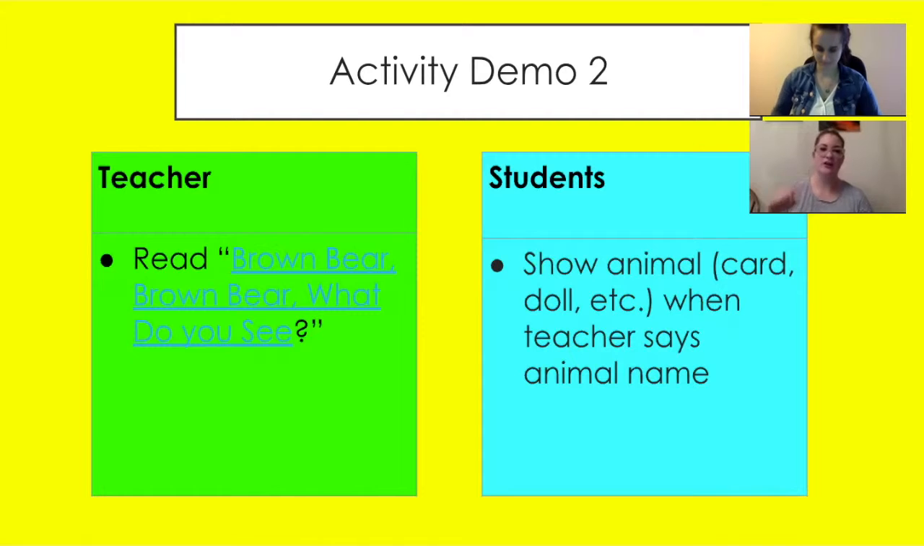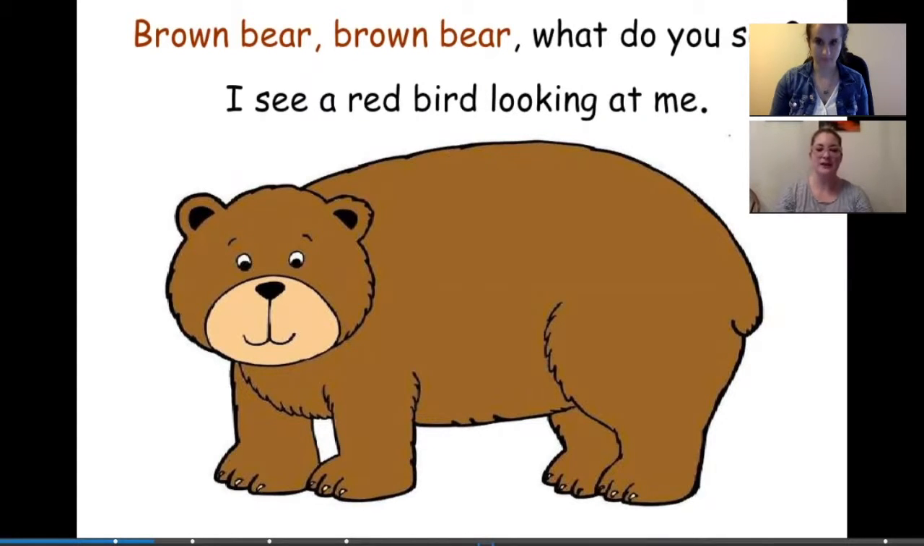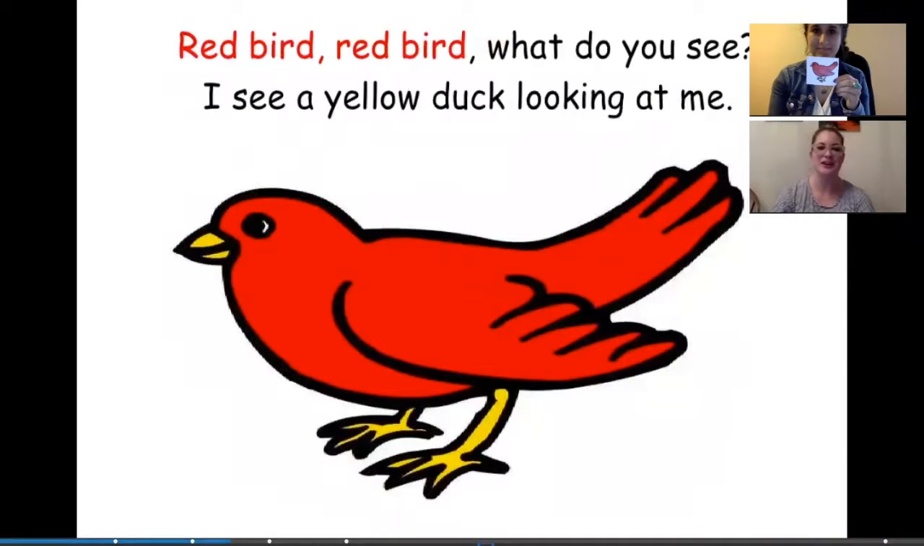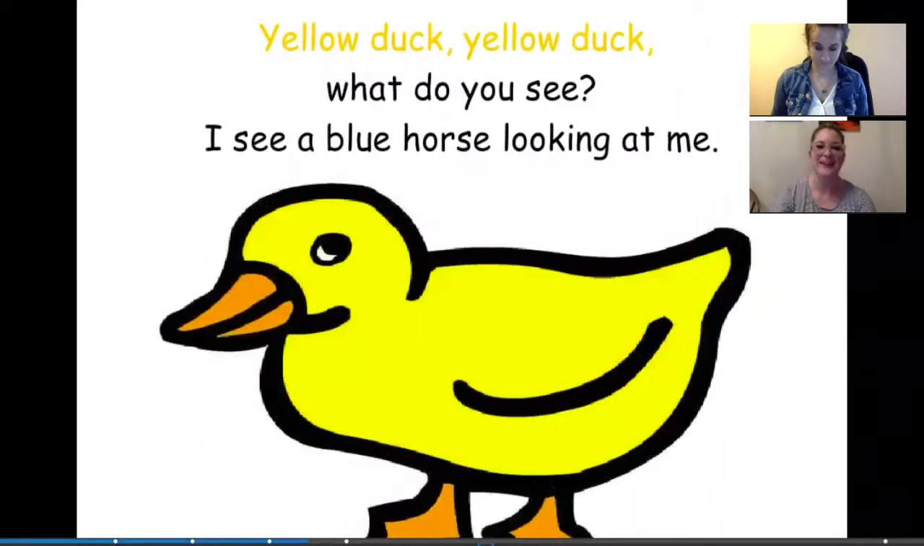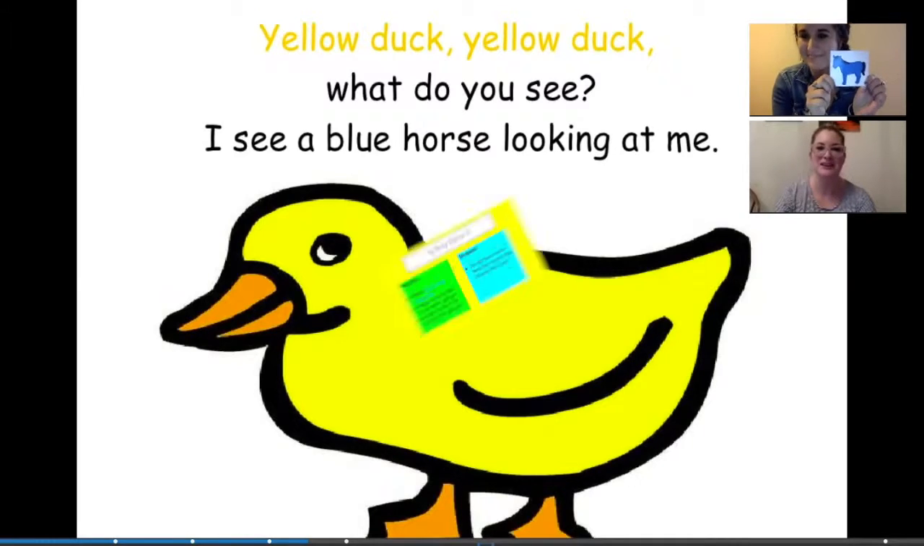You have your animal cards. When you hear the animal name, hold up your animal card. Brown bear, what do you see? I see a red bird looking at me. Good job, there's your bird. Red bird, what do you see? I see a yellow duck looking at me. Yellow duck, what do you see? I see a blue horse looking at me.